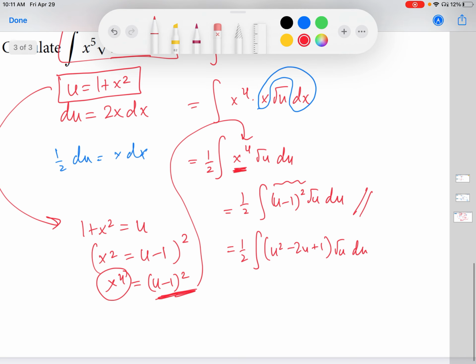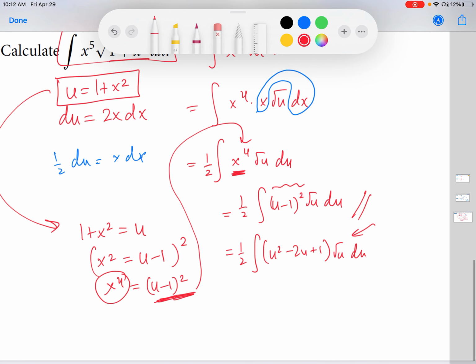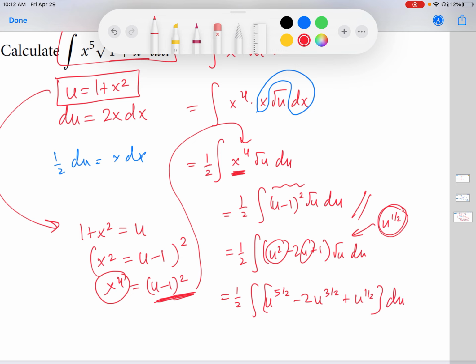And the next thing I'm going to do is multiply by the square root of u. Before I do that, I'll express it as u to the 1/2. So u to the 1/2 times u squared gives me u to the 5/2. U times u to the 1/2 gives me u to the 3/2, and then plus u to the 1/2. All that du. And at this point now, this is an integral we know how to do.